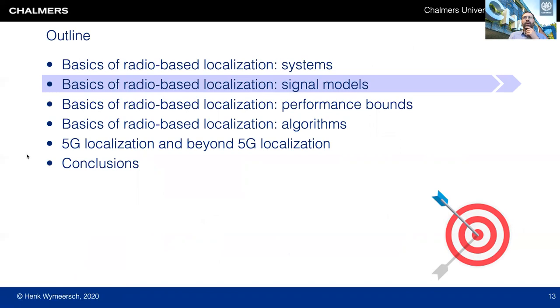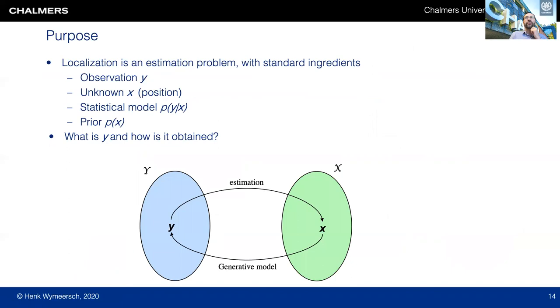If not, then we start going into a little bit more mathematical detail on the signal models. As I mentioned already, I think two times, localization is an estimation problem. So it has these standard ingredients of estimation: an observation Y, a position X, a statistical model that relates X and Y, and maybe a prior on X, where you know something of where you are. In this part of the tutorial, we will talk about what Y is and how it is obtained. And once you know what Y is, then you can try to estimate the location X from Y.